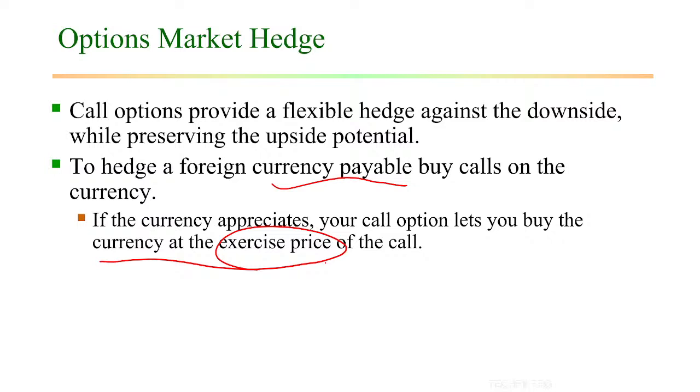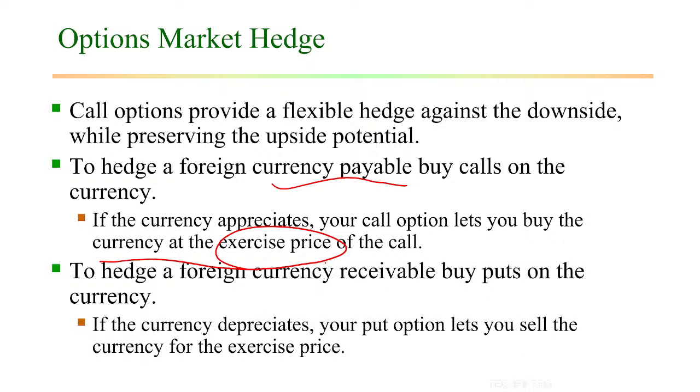So we need to visualize these concepts and visualize the gains and losses. We are going to do that in a moment. So that's hedging the currency payables. We need to pay the foreign currency, so we buy call options because it's a payable. We are short. Whenever we are short in the foreign currency, we want to take a long position. Whereas to hedge a foreign currency receivable, we could buy put options.